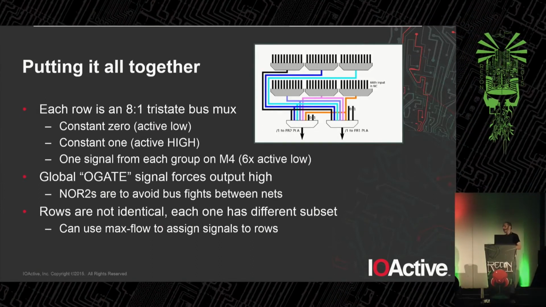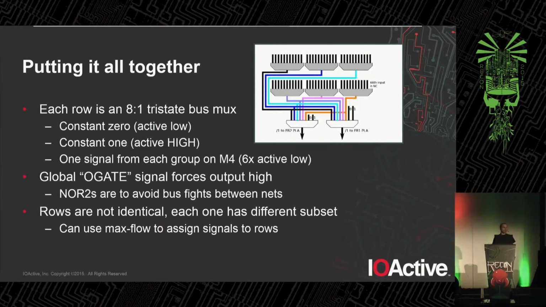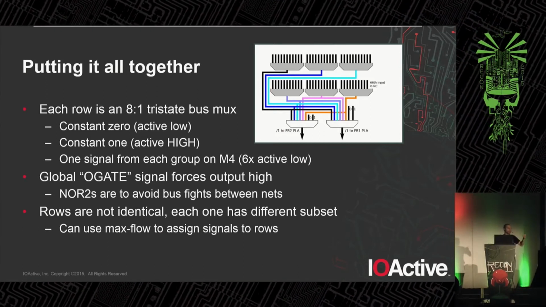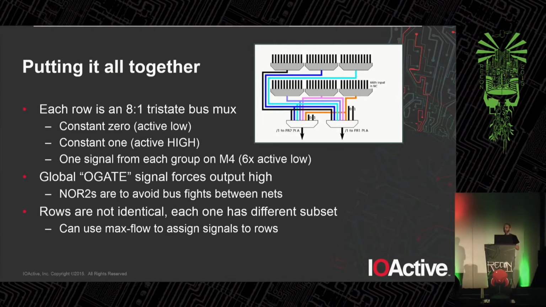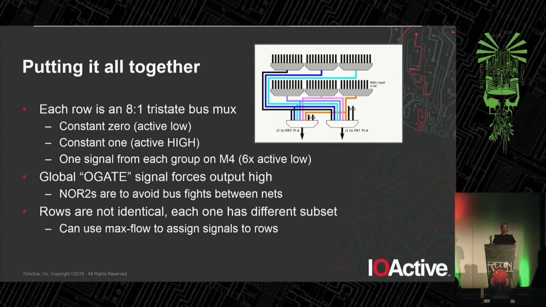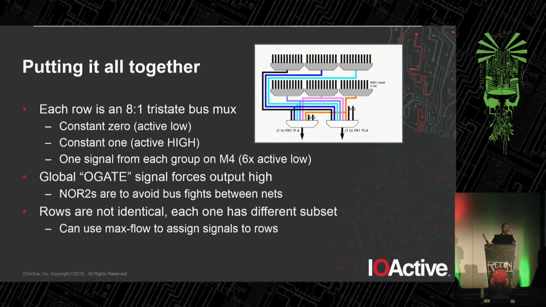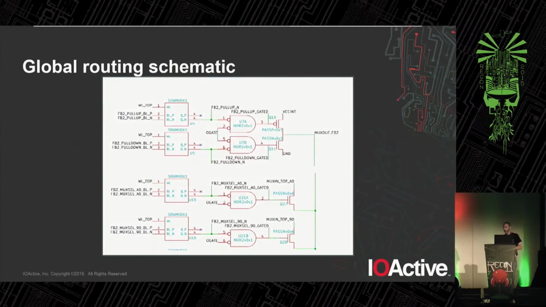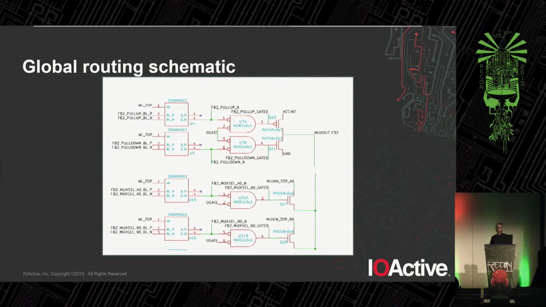And the rows are, again, not identical, but it turns out we can actually do the routing using MaxFlow. We just create a source node for each of the nets we want to route. We create a directed graph with paths for each of the legal connections to each row. Then we create a sink node with however many nets that we want to draw out, and we can just use MaxFlow to route everything. So as it turns out, the structure is pretty much that.